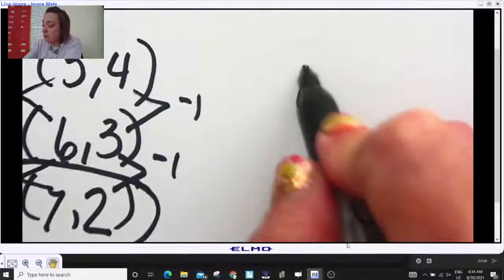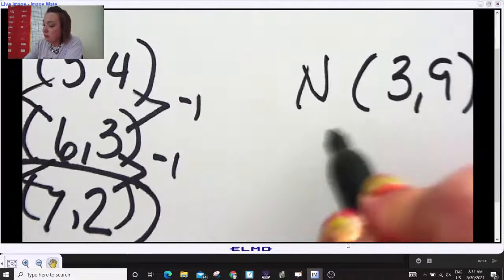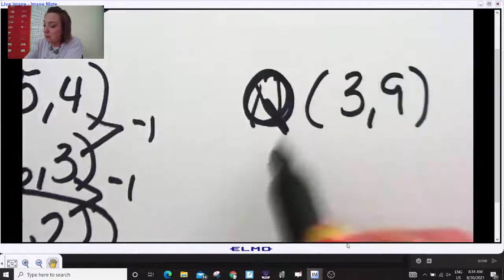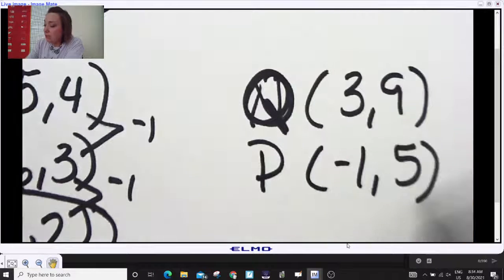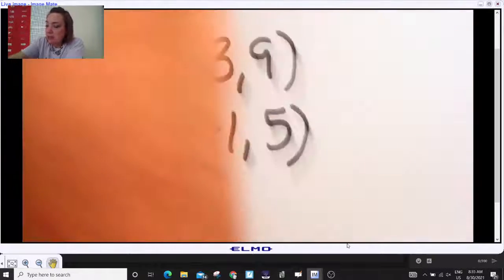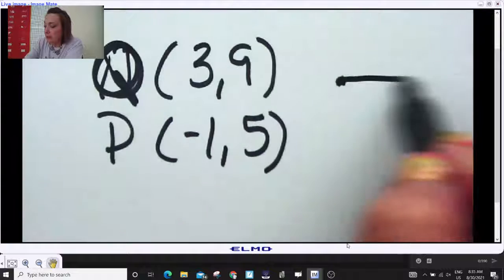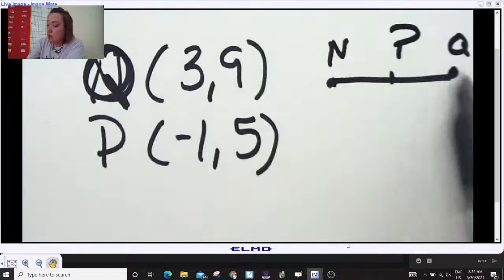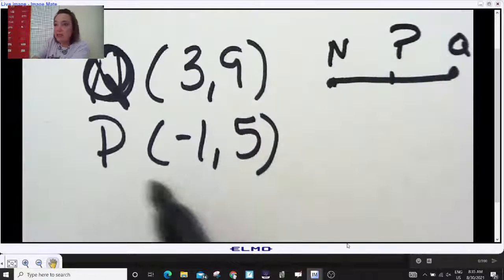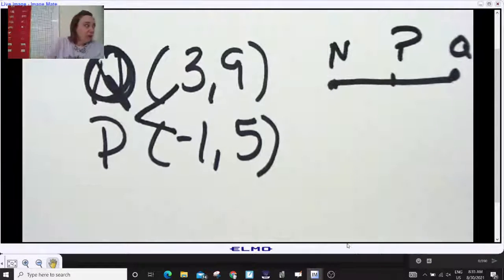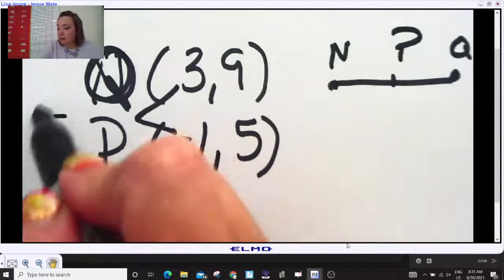So what's number 21? Y'all tell me them points. What's 3, 9? Oh, there's no N. We got Q is 3, 9. What else we got? -1 and 5. So now remember, this is N, Q, P's in the middle, right? So Q is an endpoint. P is a midpoint. So if we are going from 3 to -1, how do we get from 3 all the way to -1? Subtract 4. Excellent job, Brandon. Subtract 4.